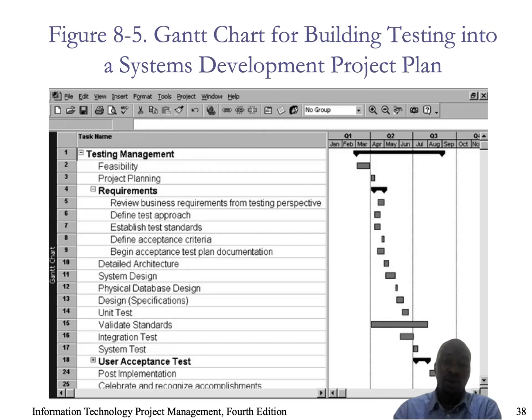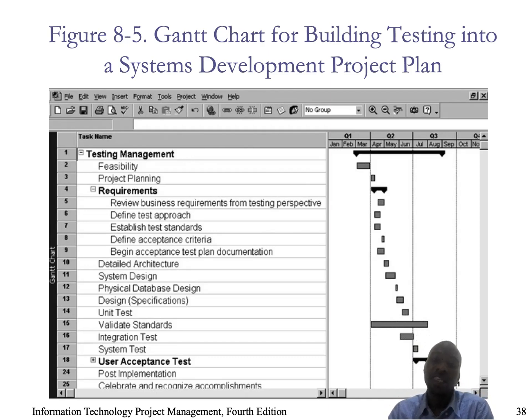I want to show you what we call dependence of tasks. Now you see that we have testing management, then the requirements and user acceptance testing. For testing management, we have to carry out a feasibility study and project planning, but each one is performed at a different stage and time. But I wanted you to understand that there are some tasks that you can perform simultaneously.